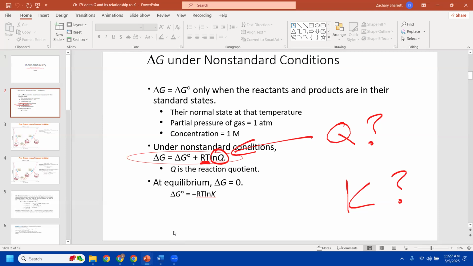So remember how we made an ICE table and I gave you values and then you plugged it into an ICE table and you did minus x plus x to figure out what was changing to get to K? Q was at non-equilibrium conditions. So if Q is at equilibrium, then that means delta G is equal to 0, right? The reaction is not going to go spontaneously one way or the other. It is exactly at the perfect point where it's making the exact amount of products as reactants. That's why Q is equal to K at equilibrium, okay?